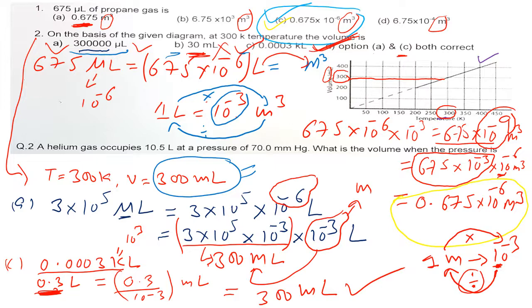Now this is saying, okay, how much is it coming? This is 300 milliliter, and here the option B is 30 milliliter. So this option is not correct. So this way you can find if one or more than one options are correct in the question.